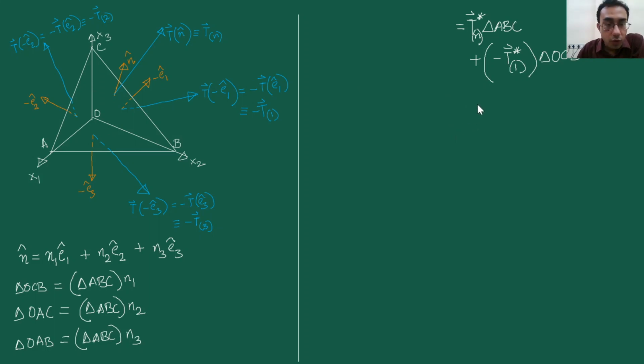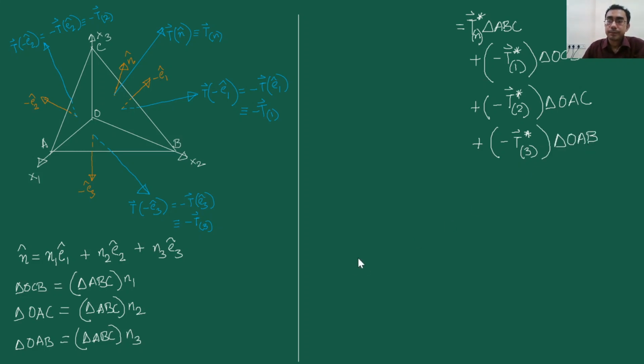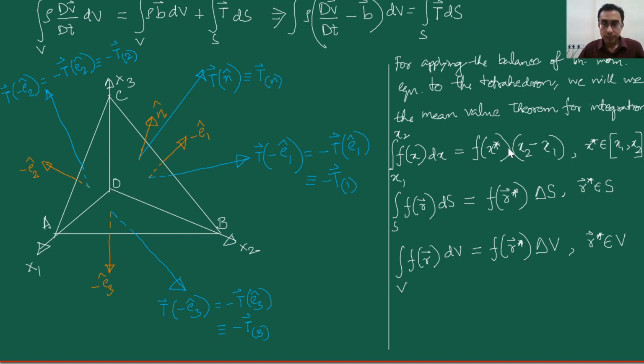Next, for the triangle OAC, it will be minus T, but with the subscript 2. Again, some specific point within the triangle OAC multiplied by the triangle OAC. And finally, for the triangle OAB, it should be minus T vector, subscript 3, superscript star for some specific point within the triangle OAB multiplied by triangle OAB. So the right hand side of this equation, this is done.